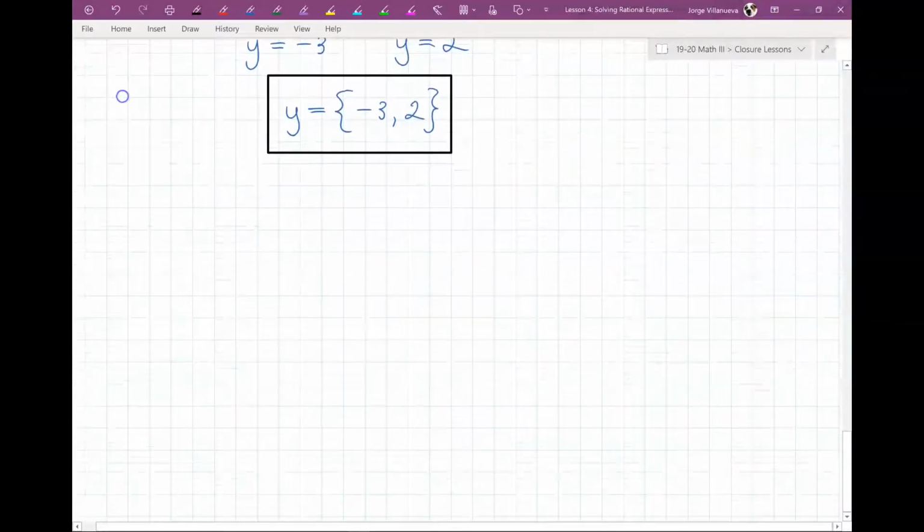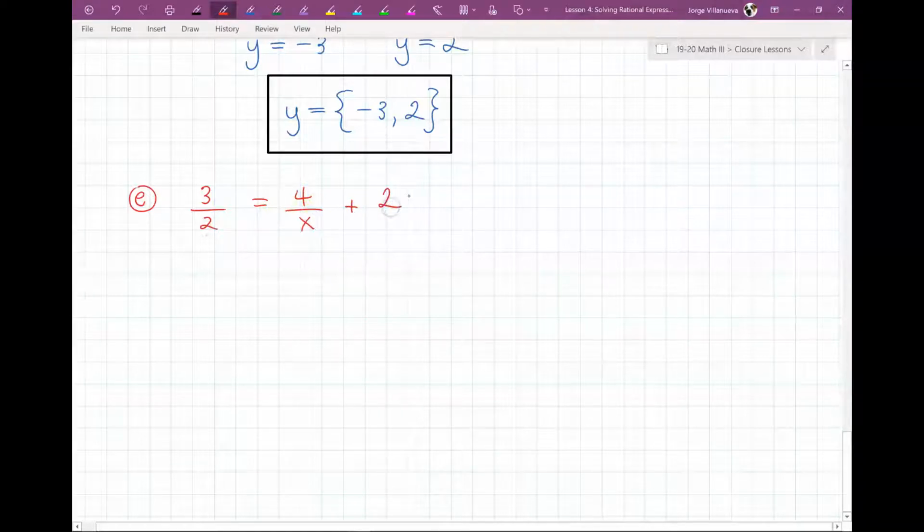Remember I said we were going to go up to G. We have 3 more to go. So the next one looks like this. Now you might say, well, this one doesn't look as hard as the other one. Well, it really isn't, but it just looks a little different. It almost looks like it's going to be a lot easier, but in order to do this, we're going to have to do an LCD again. So in order to do the LCD, we need to multiply by all the denominators. The denominators are 2 and x, so I'm going to multiply everything by 2x.